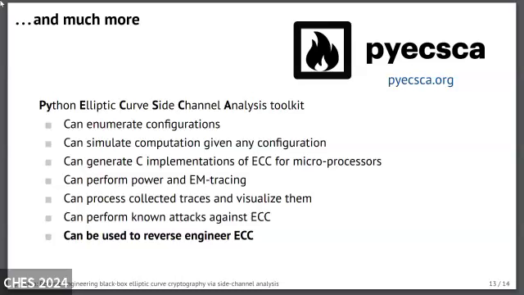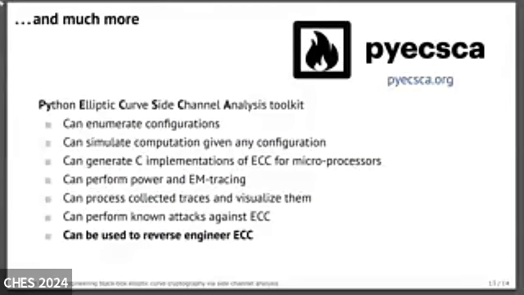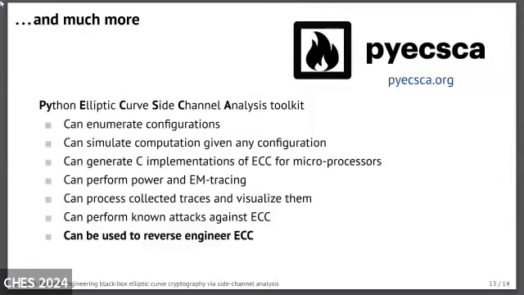And what this toolkit can do for you is much more. It can enumerate these configurations as I've shown. It can simulate computation given any configuration. That's really nice, I think, for side channel attacks. Like in DPA, you want the intermediate values. You just pick the configuration, you just run some Python, and out they come.